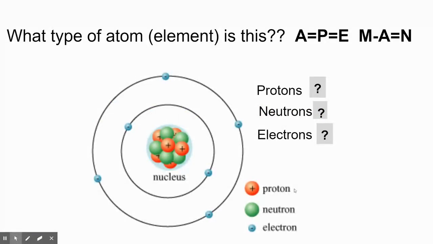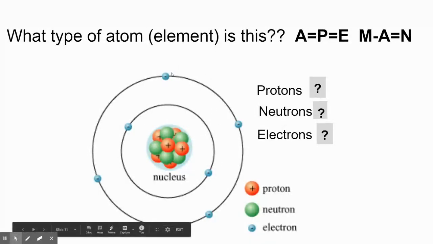So let's practice this. We have an unknown element, or an unknown atom. Let's see. We can't really count how many protons because I don't know if there's some hiding in the back or not, but we can definitely look at the electrons. There's 2 in this first energy level. And then this outer energy level, we have 1, 2, 3, 4. So total we have 6 electrons.